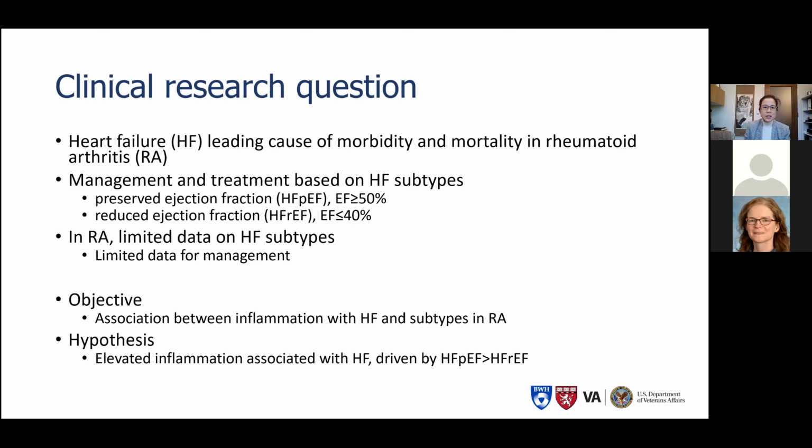So the objective of this study was to study the association between inflammation and heart failure, as well as not just heart failure, but subtypes of heart failure in RA. Our hypothesis is that elevated inflammation will be associated with the HFpEF subtype more than HFrEF. The reason we think that is that in the general population, it's been really hard to even phenotype HFpEF, but the going thinking is that it has a lot to do with inflammation more than HFrEF, which, as you all know, has a lot to do with post-MI and loss of myocardial tissue that leads to HFrEF.